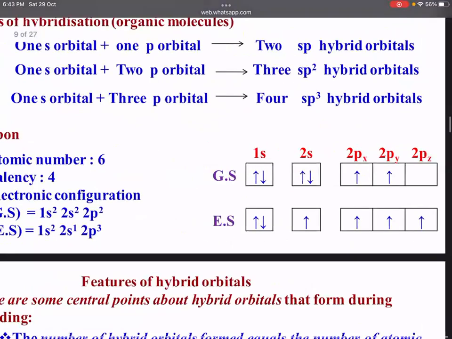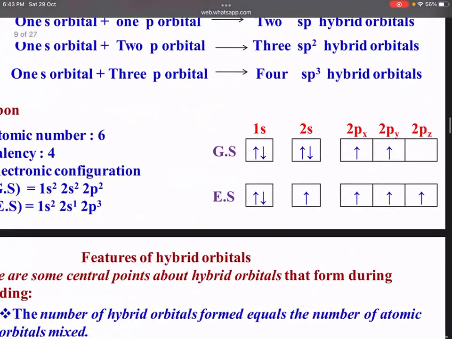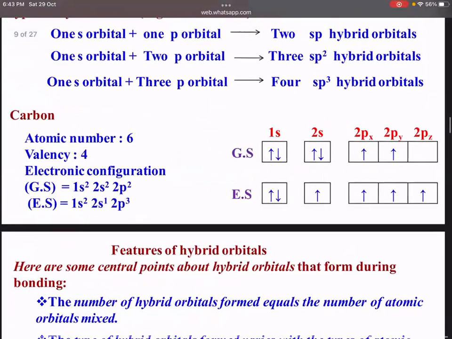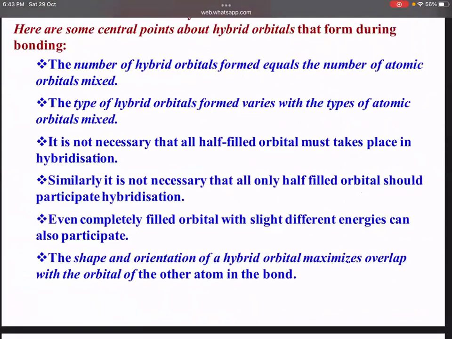So what are the features of hybrid orbitals? The number of hybrid orbitals formed is equal to the number of atomic orbitals mixed. The type of hybrid orbital formed varies with the type of atomic orbitals, s, p or d. And a very, very important point: hybridization applies to a single atom. When you take a methane molecule, the central atom will undergo hybridization. When you take an ethane molecule, CH3-CH3, only this carbon and this carbon will undergo hybridization, not the hydrogen.